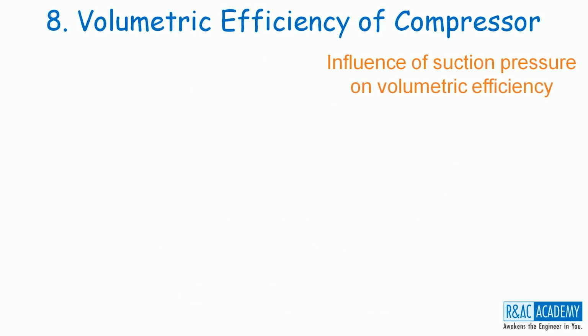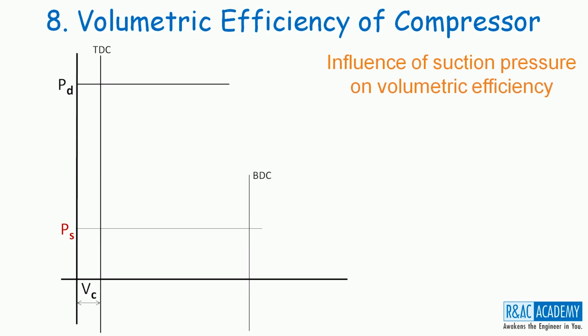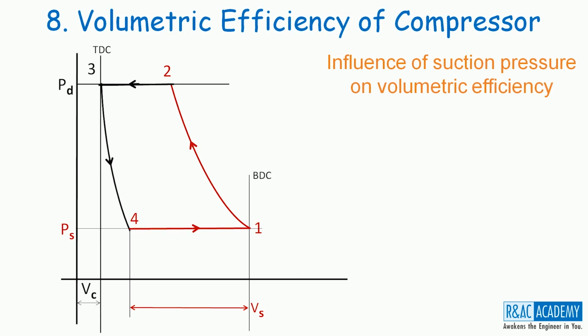Let us now look at how the volumetric efficiency is influenced by the change in suction pressure. For that, let us take up a baseline cycle 1, 2, 3 and 4. And for this baseline cycle, the actual volume of the refrigerant vapor sucked into the cylinder be Vs. Let us now increase the suction pressure from Ps to Ps dash. That means the new cycle will be operating between Pd and Ps dash, and the new cycle will be 1 dash, 2 dash, 3 and 4 dash.